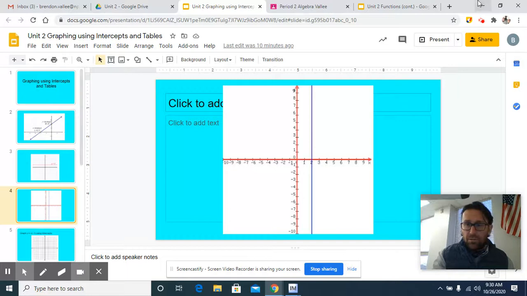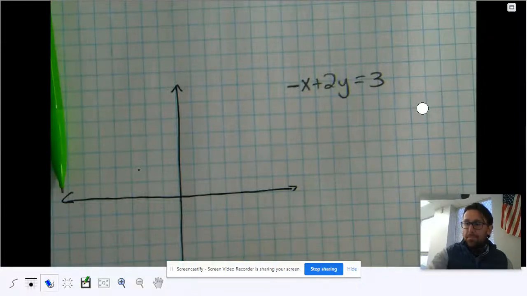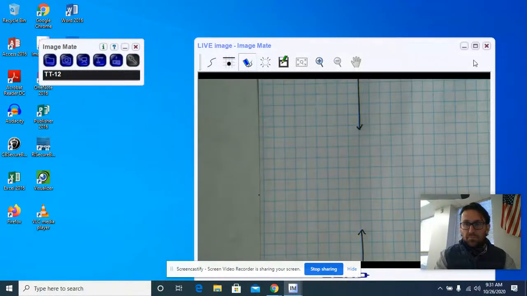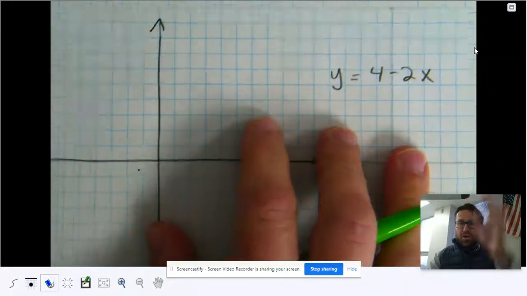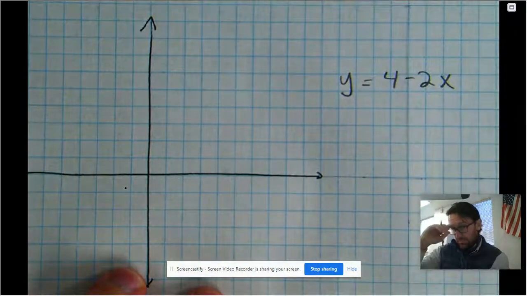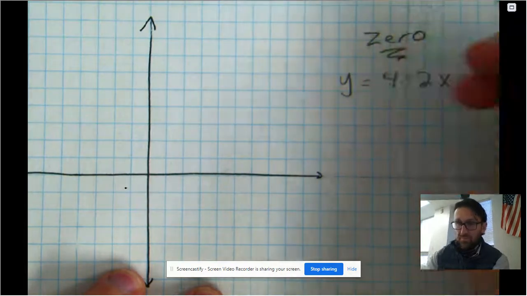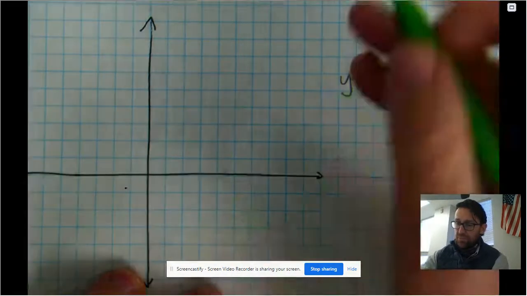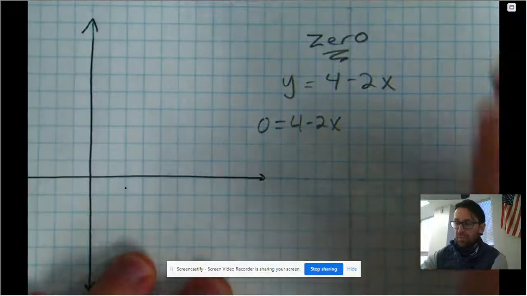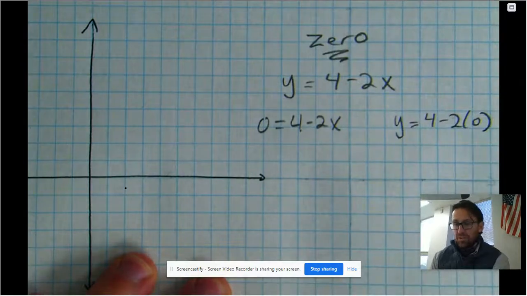So now I want to show you two methods to graph. All right, so y equals 4 minus 2x. First, we're going to graph by using the intercepts. To find the intercepts, you plug in 0. But we've got to do that 2 times. So we plug in 0 for y, and then we plug in 0 for x. And then you just solve for both.